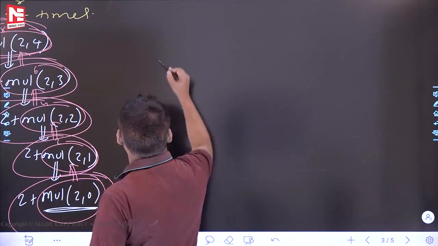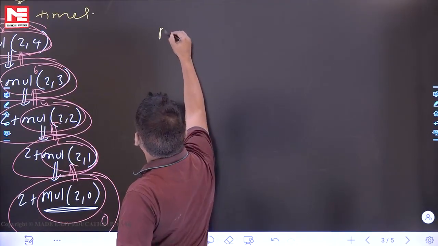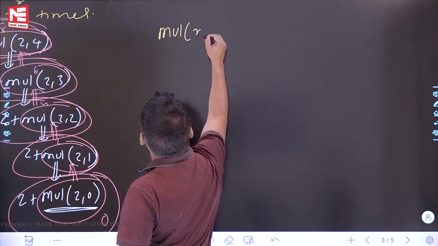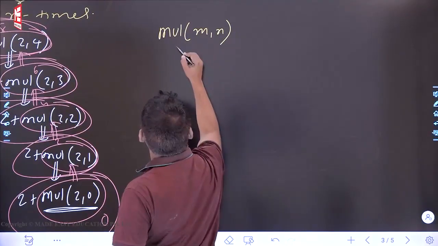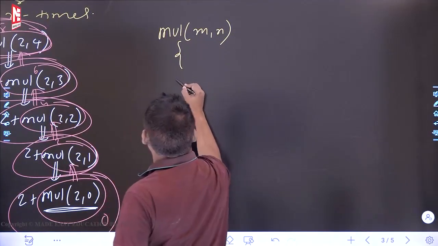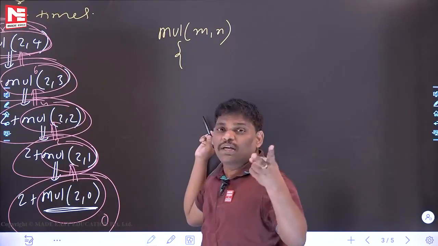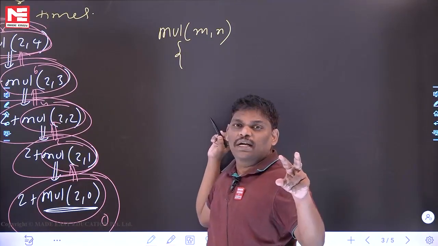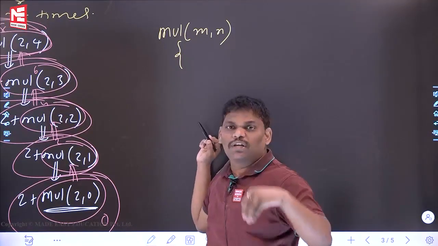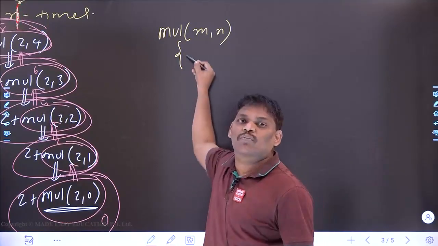Right? Let's go to the program. I am doing the program very simple. See this one, multiplication of m comma n. What is the first step? Every recursive program contains 2 parts. What is the answer? Right? When to stop and when to continue. Everyone in the program, when to stop will come.